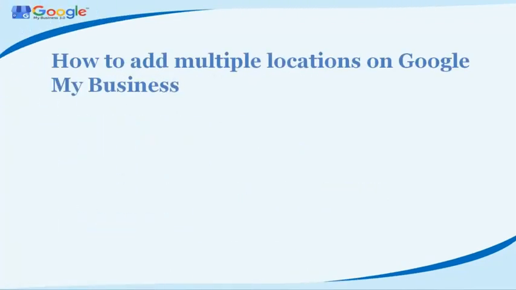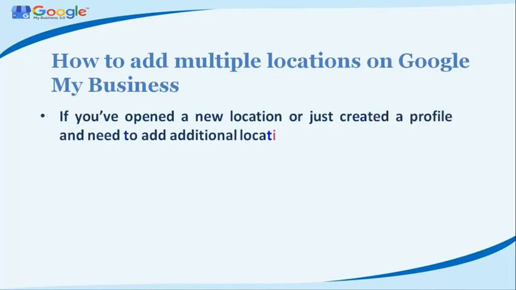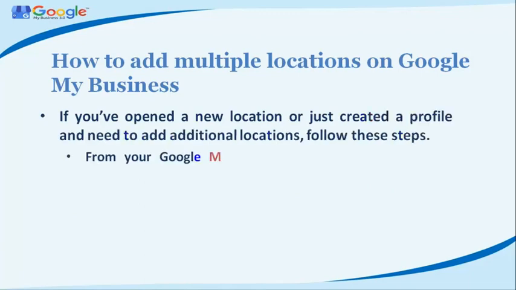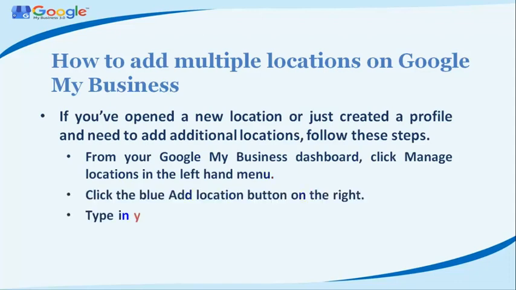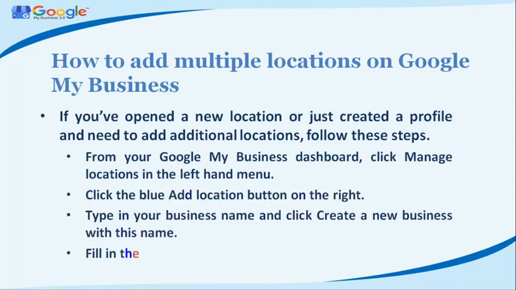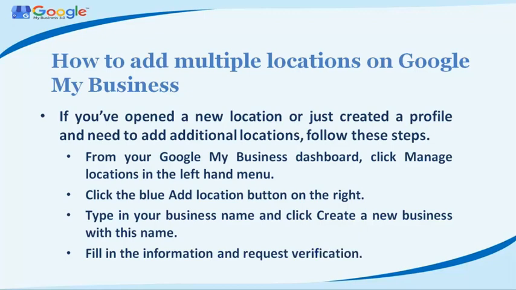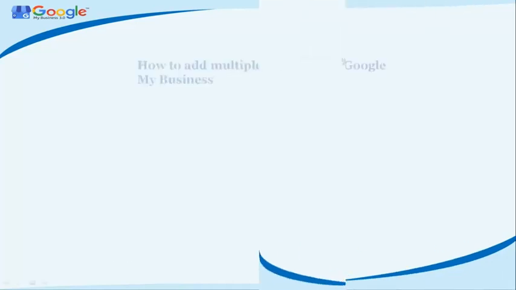How to add multiple locations on Google My Business. If you've opened a new location or just created a profile and need to add additional locations, follow these steps. From your Google My Business dashboard, click Manage Locations in the left-hand menu. Click the blue Add Location button on the right. Type in your business name and click Create a New Business with this name. Fill in the information and request verification.